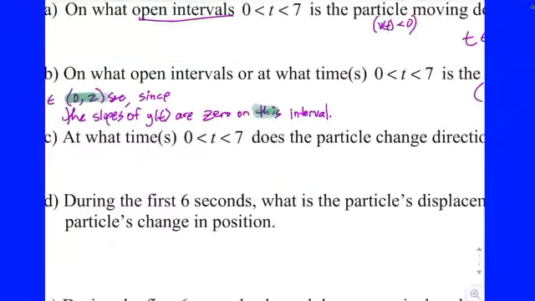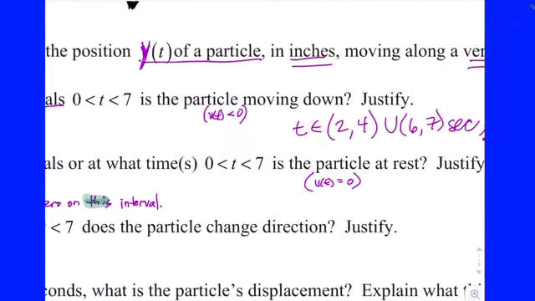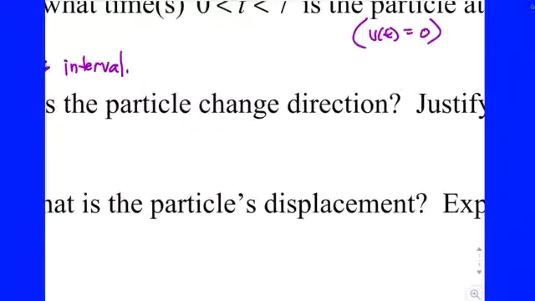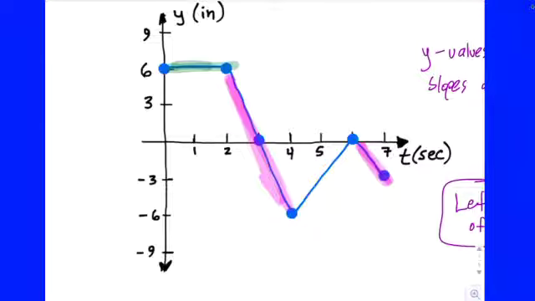Part C, at what times from 0 to 7 open interval does the particle change direction? At what times does it change direction? So again, in your head, you're thinking, okay, we want v of t to do what? Good, to change signs. Remember, it doesn't necessarily have to happen by passing through 0. We can have non-continuous functions that do that. We want v of t to change signs. Well, v of t are the slopes. So I want the slopes to change signs.